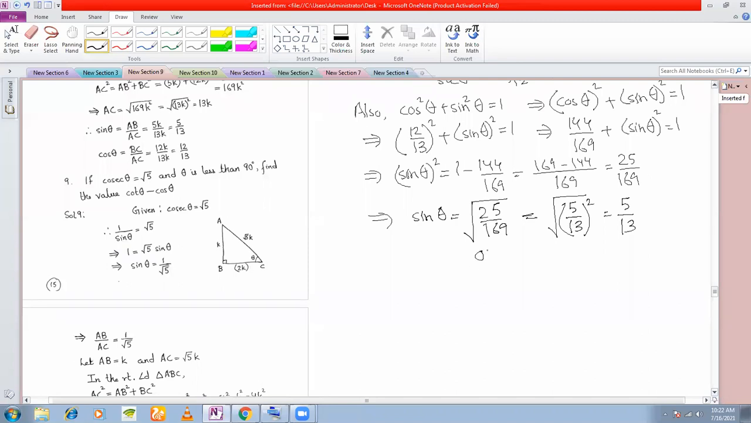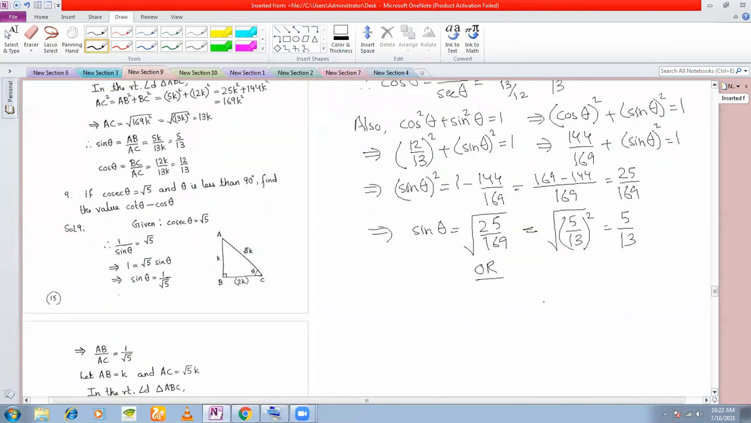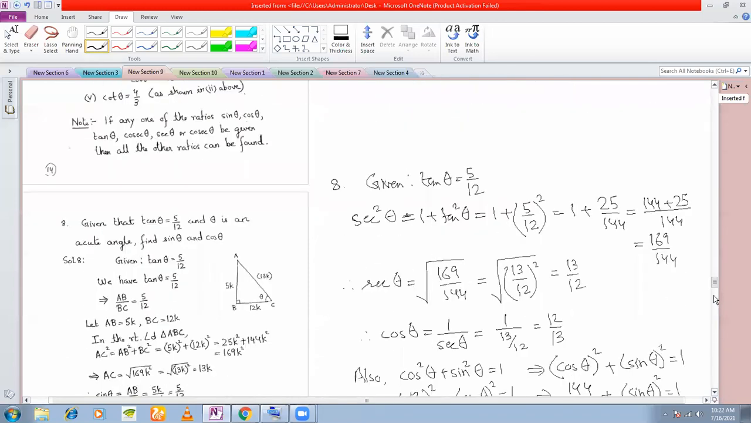Another method you want to see, which is not there in your syllabus? You want to see the very easy method? Yes, sir. It's not there in your syllabus, but you can just have a look at this method. Tan theta is equal to 5 by 12, right? This is what was given to us, right?